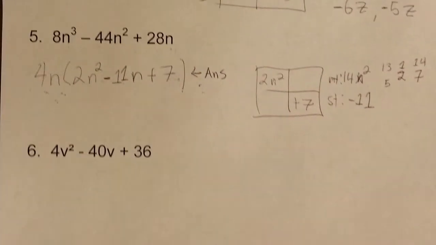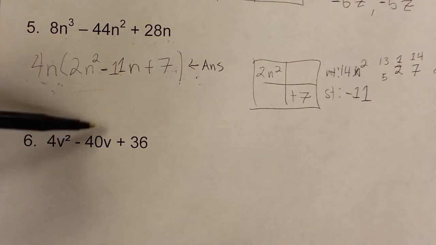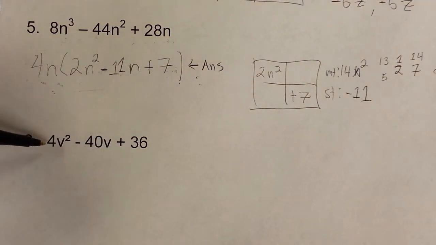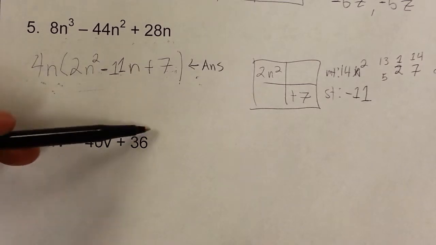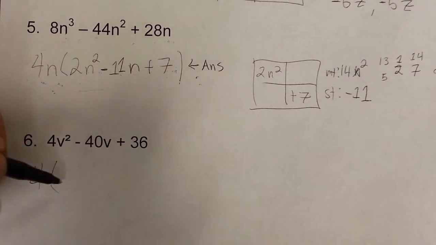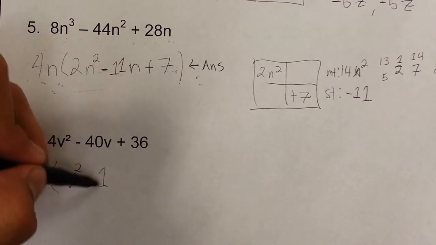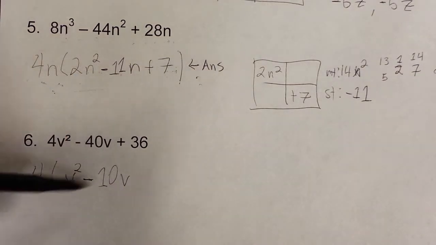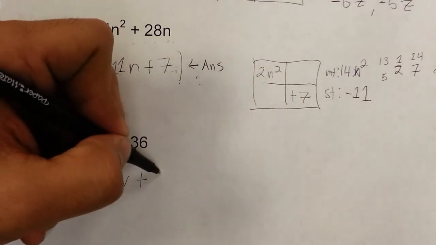Now let's think for number 6. We've got 4v squared minus 40v plus 36. So 4 will go into 4, and 40, and 36. And this 36 doesn't have a v, so all we can do is factor out the 4. So 4 divided by 4 is v squared. Negative 40 divided by 4 is negative 10, and still leave the v. And then 36 divided by 4 makes a 9.